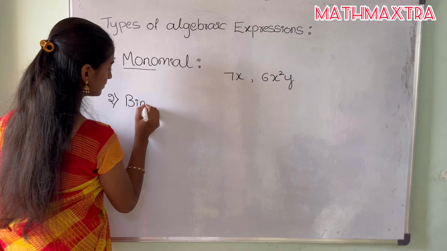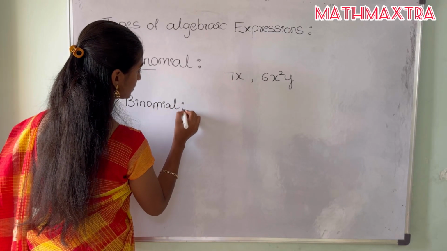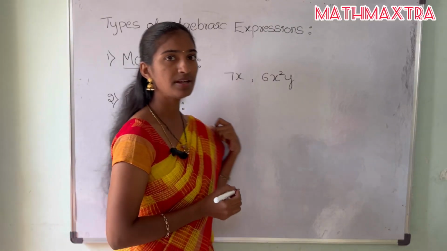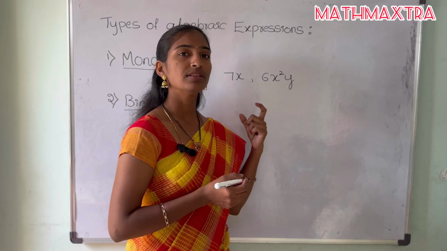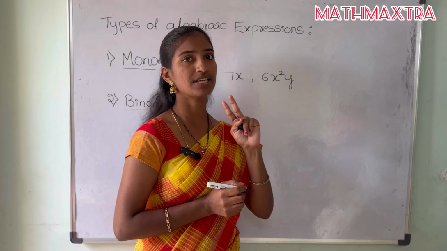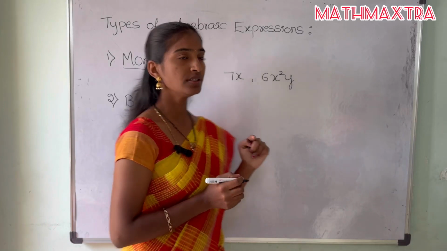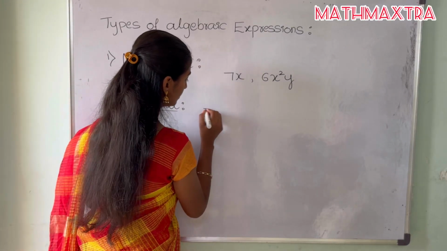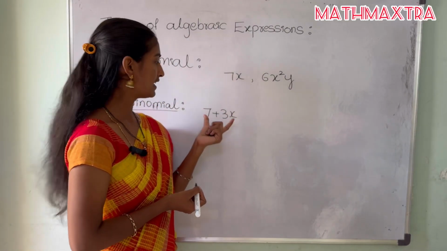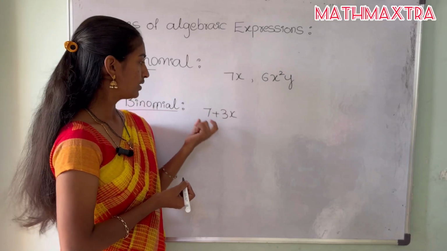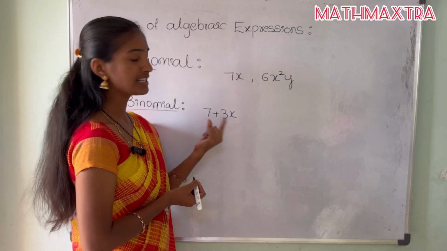binomial. What is a binomial? A binomial is also an algebraic expression which contains exactly two terms. Not at least, not at most, it should contain exactly two terms. Take one example, 7 plus 3x. Is it an algebraic expression first? Yes, it is an algebraic expression. Does it contain exactly two terms? Yes, it contains exactly two terms.